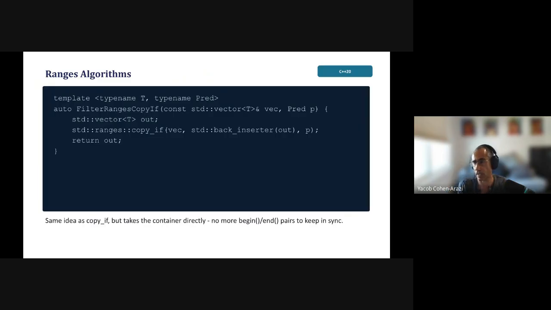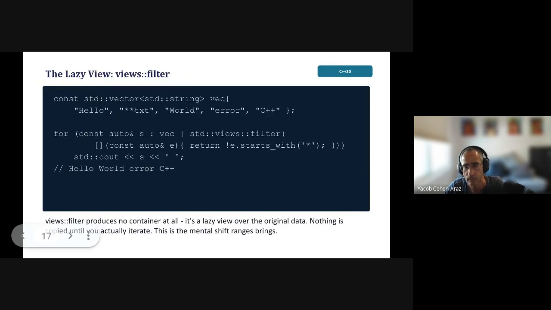And then we have the ranges algorithm. What I like in ranges is that you don't need to have the begin and end. You have the container specified and then back_inserter again. This is the same idea as copy_if, but it takes the container directly. There is no begin and end, which is pretty nice. This is C++20. If you don't have C++20, there is range-v3 that you can use.